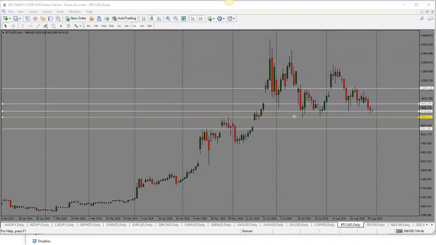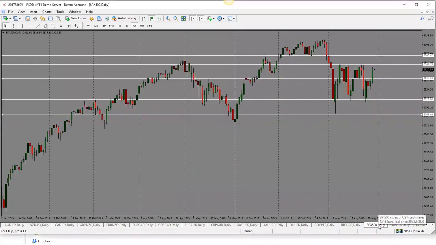However, it seems like it's pushing into this level here. We have this triangle here. So if it does drop, then we're looking for a move lower, and we could see price come back down into these levels here. For now, though, bias is bearish for Bitcoin.